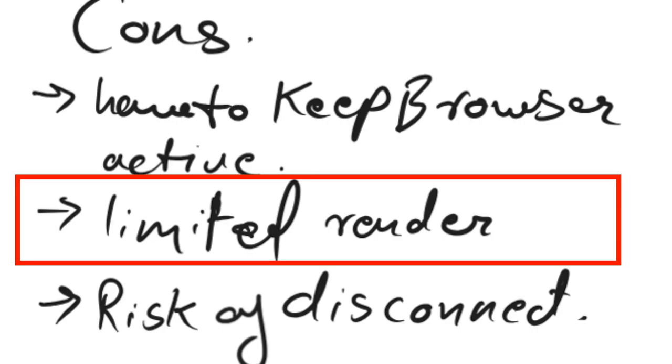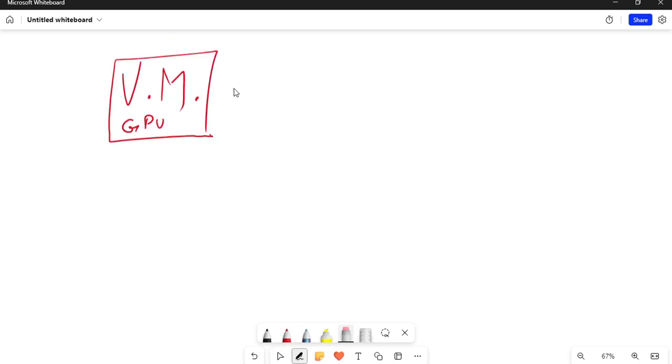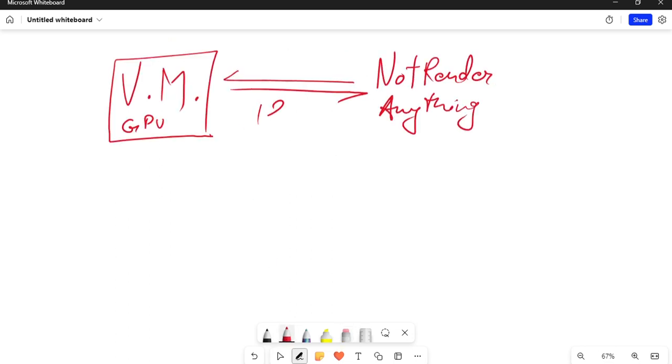Second con is render limit. People say that you can render 12 hours only and after that you cannot render for the next 12 hours. Well, this is partially wrong. You can connect to a virtual machine and not render at all, and that session will only last 12 hours. And then Google will revoke your GPU system, replace it with CPU.